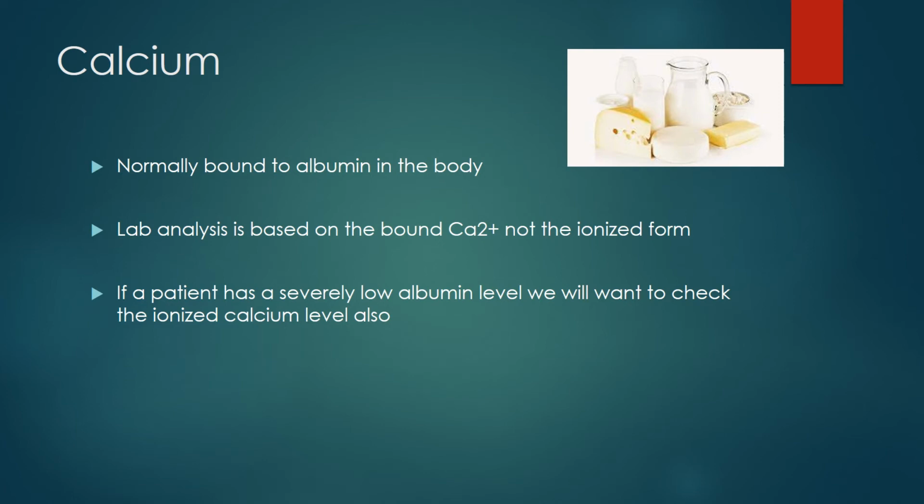So we can just lyse these with our analyzer, and we can find out how much calcium is in the body. The only problem is if somebody has really low albumin, then their calcium is going to be falsely decreased. So in those cases, we need to get an ionized calcium, and this will tell us how much free calcium is in the body that's not bound to albumin, and then we'll have a better idea of exactly the lay of the land as far as their calcium is concerned in the body.